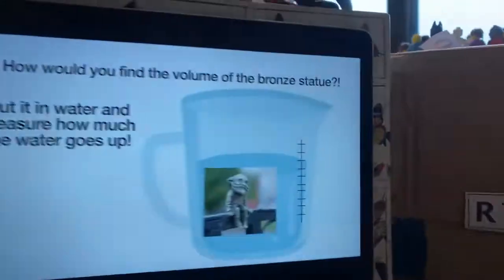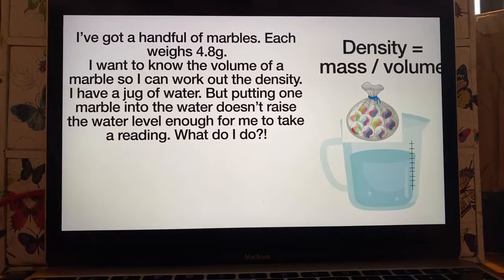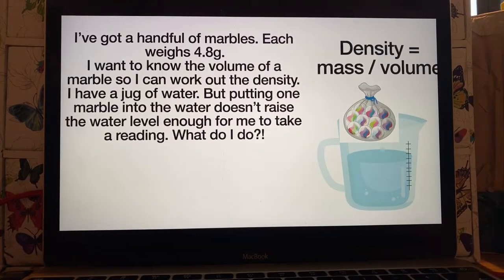Right, I have a little challenge for you just before you go. I've got a handful of marbles. I actually have. Maybe you have too if you brought some. Each marble weighs 4.8 grams. I want to know the volume of a marble so I can work out the density. I have a jug of water, but if I just put one marble into the water, it doesn't raise the water level enough for me to take a reading. What am I going to do?